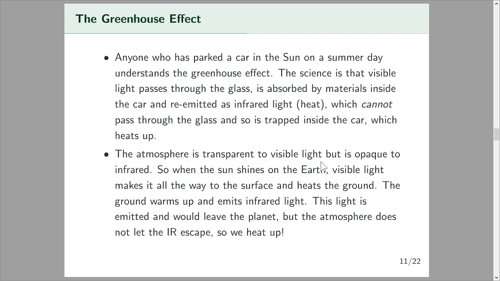So when the sun shines on the Earth, visible light makes it all the way to the surface. It heats the ground, it warms up, and when a warm object emits radiation, it's in the infrared. This emitted light would normally leave the planet, but the atmosphere doesn't let it do that, and so we heat up. If you've ever been in the desert or in the mountains, the Earth will cool off a lot faster at night. If you're at high elevation, it'll do that.